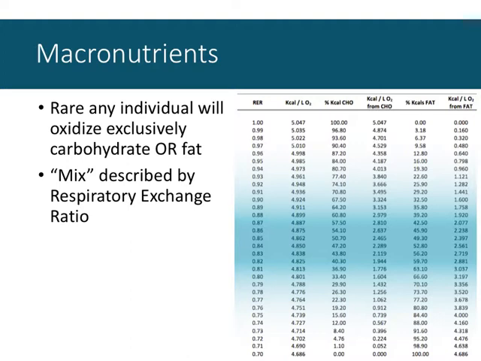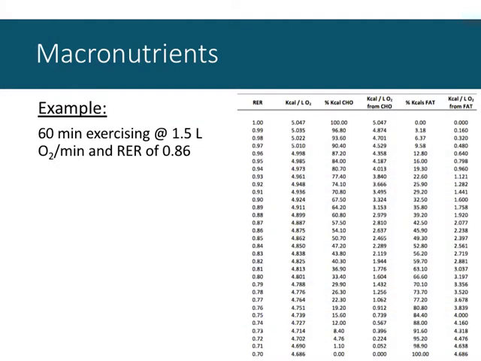So let's look at an example calculation then in full detailed form for how I would like you to apply these numbers. Let's take one scenario. This scenario is an individual exercising for 1 hour at an average of 1.5 liters per minute. That's their VO2 over the course of the hour. And the RER we've recorded as 0.86. So this is not even the most detailed representation. We have one average value that we're going to apply to the entire 60 minutes.